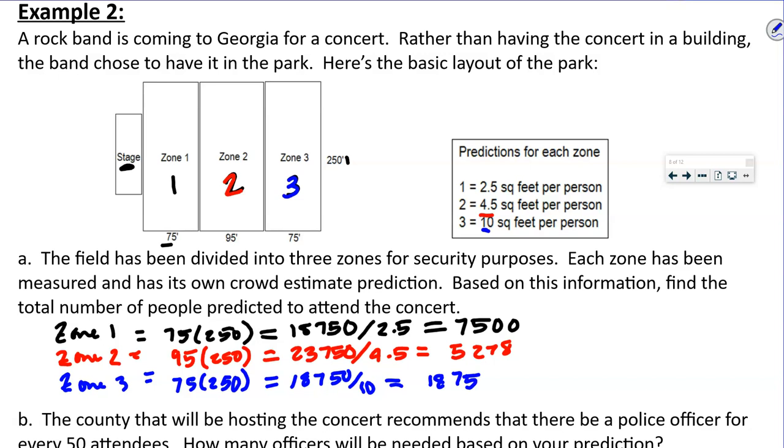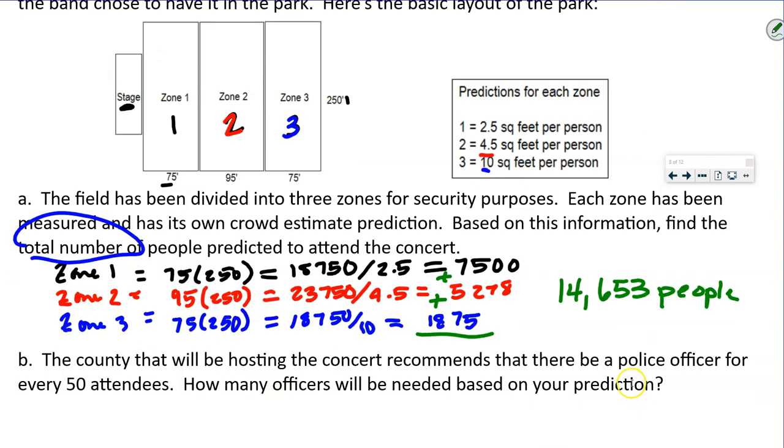So it's asking us how many total number of people. So what do we have to do with these 3 numbers? We have to add them together, right? So we're going to add all 3 of these numbers together to get our total. And when I did that, I got 14,653 people. That's what our prediction is for those that are going to attend the concert.